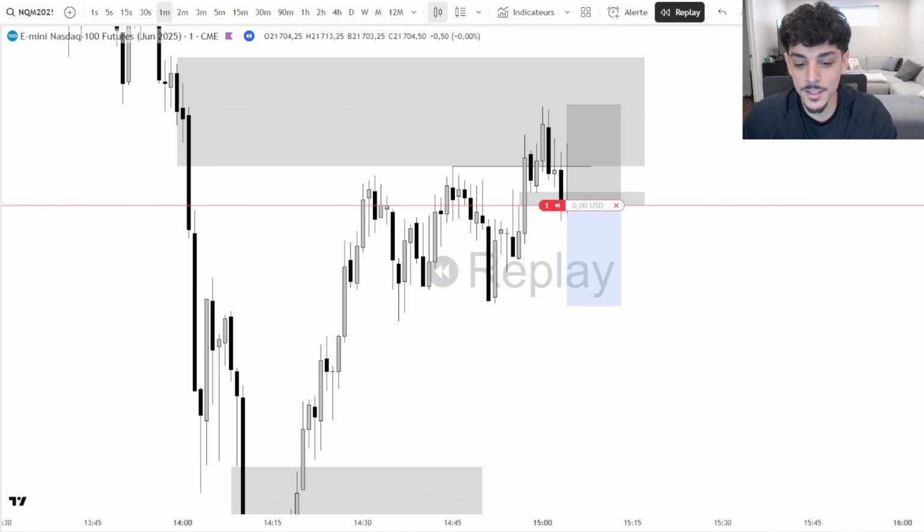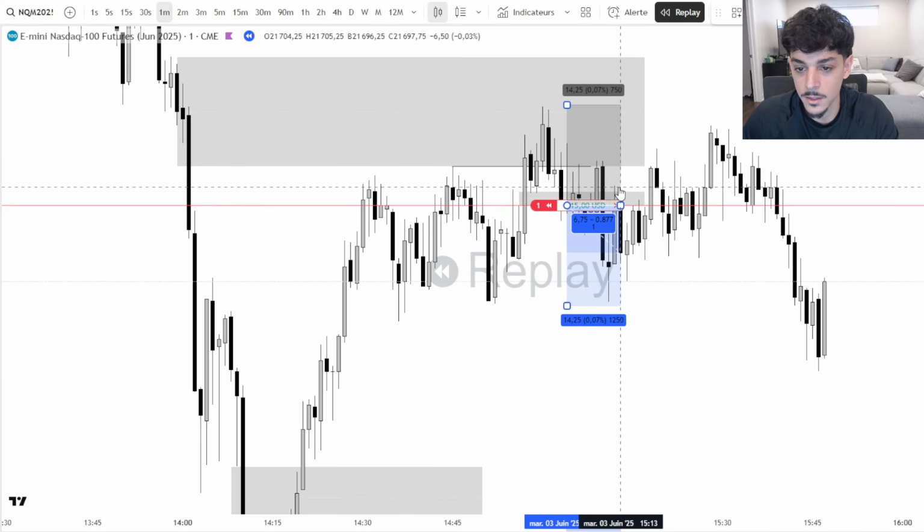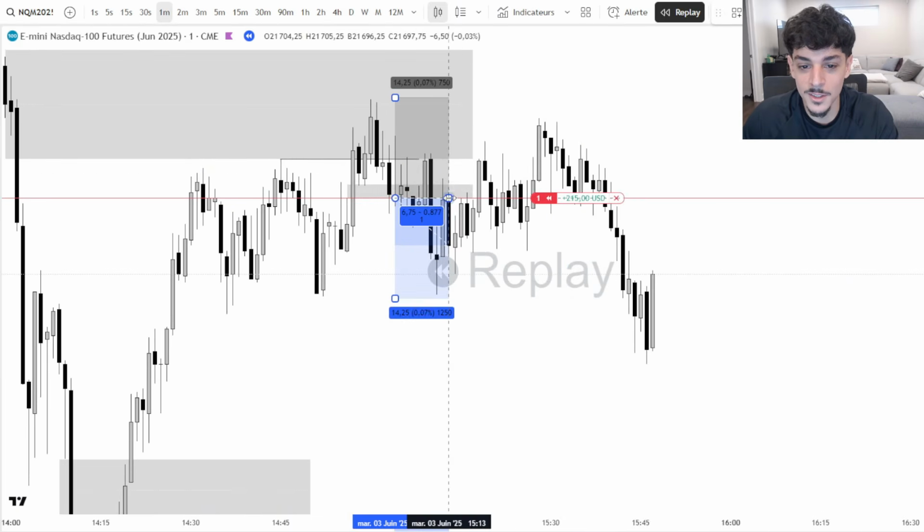So I will go short right here, stop loss right above this high, and wait for price to deliver back into my take profit. And right here, as you can see, it took some time, but we hit the target right there.